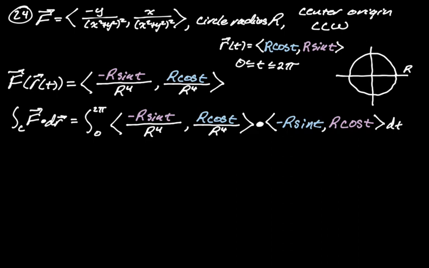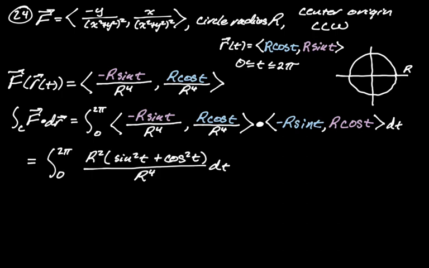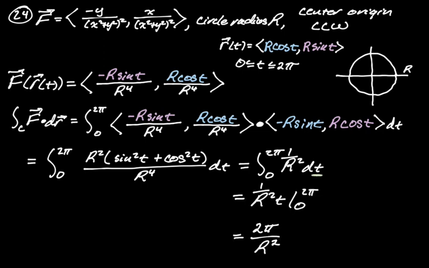If you think it through, when we do this dot product, there's an R times an R for every calculation, so there's an R squared sitting in the numerator. And then we'll have sine squared plus cosine squared. So it'll look like this. You can cancel the R squared and the R to the 4th to be 1 over R squared, and sine squared plus cosine squared is 1. So really we just have 1 over capital R squared dt. So t is our variable. This is going to give us 1 over R squared times t from 0 to 2 pi, which is just going to be 2 pi over R squared, which is what we get.